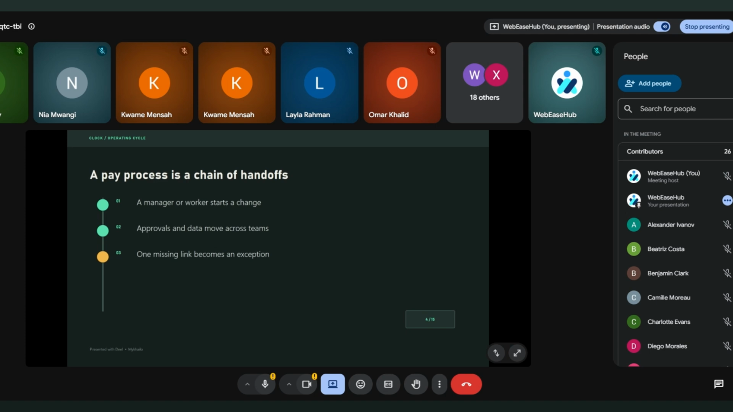That means every important calendar entry needs to answer a few operational questions. What is the cutoff? What is the lead time? Who owns the action? What changes are allowed after the cutoff? And where will we find the record later if someone asks, why did this happen? Those 5 questions are the structure of CLOCK.